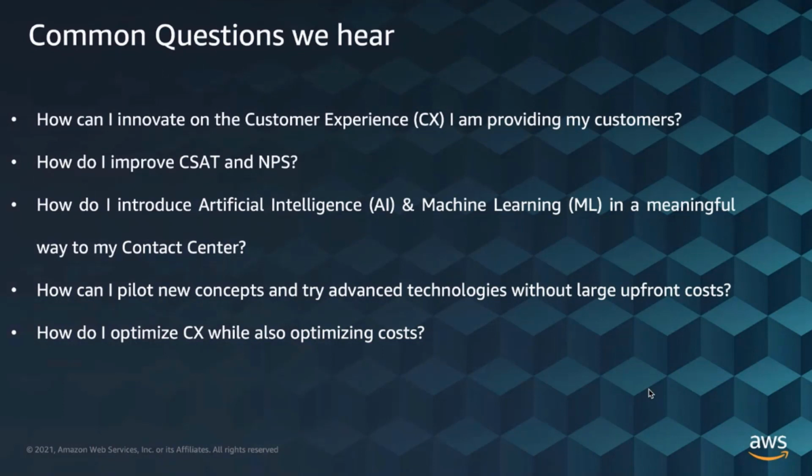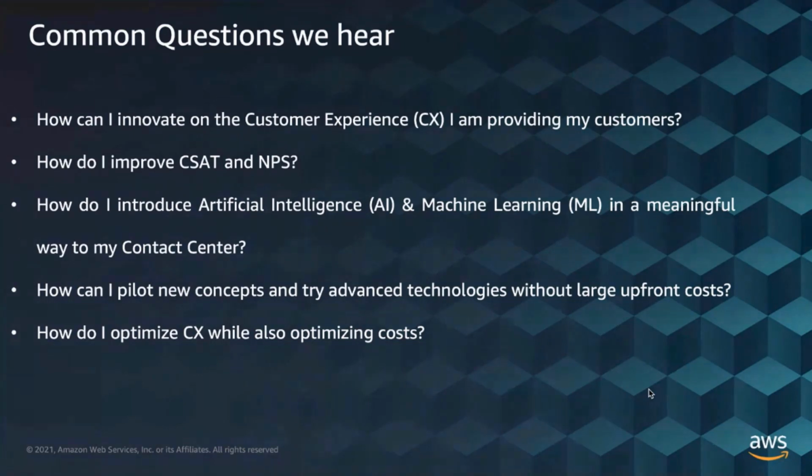So one of the common questions we hear from our customers are like this. Hey, I'm struggling with low CSAT scores. How can I improve my customer experience? Hey, I have heard AWS is great with machine learning and artificial intelligence. How can I infuse that into my contact centers to make it smarter?